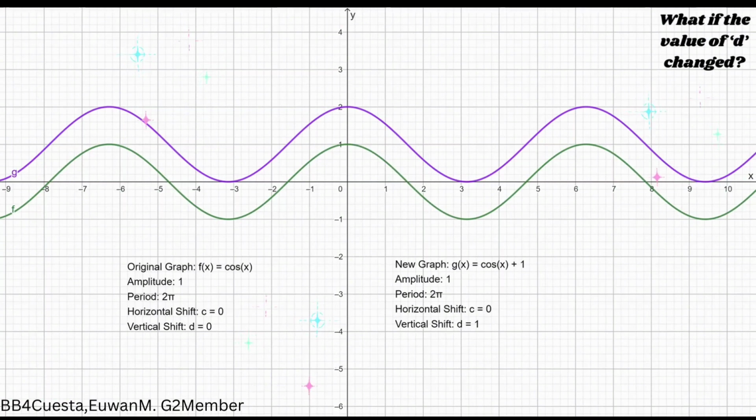Our original equation does not have a vertical shift because d is equal to 0. Our new equation has a vertical shift, having a value of d equals 1. Vertical shift is how far the function is shifted vertically from the usual position. Here we can see that our new equation shifts up by a value of 1 compared to the original equation.